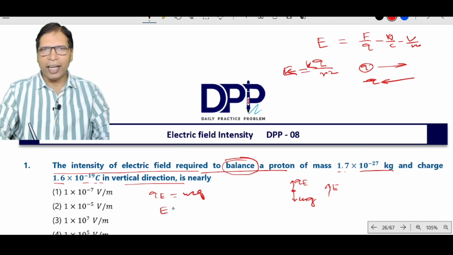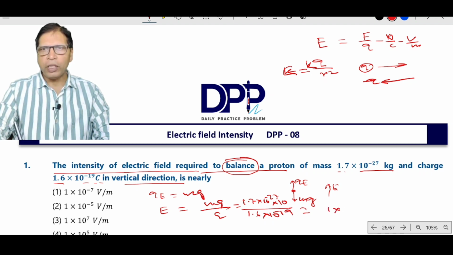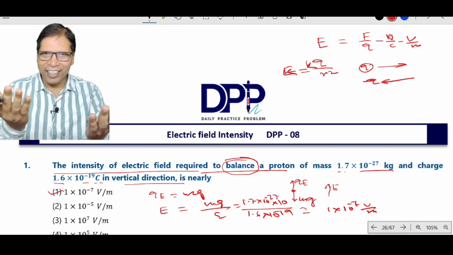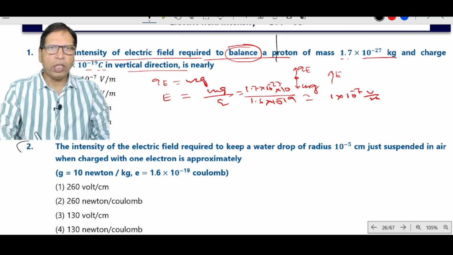So E equals mg by q. Now m is 1.7 into 10 to the power minus 27, g is 10, divided by 1.6 into 10 to the power minus 19. So this is almost equal to 1 into 10 to the power minus 7 volt per meter or Newton per coulomb. Okay, understood? Next.